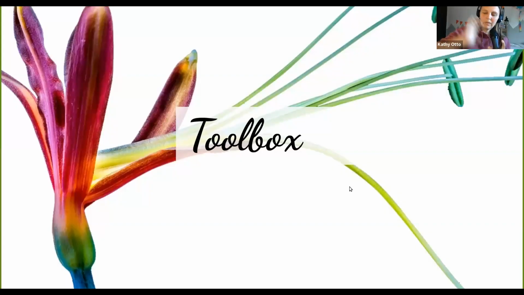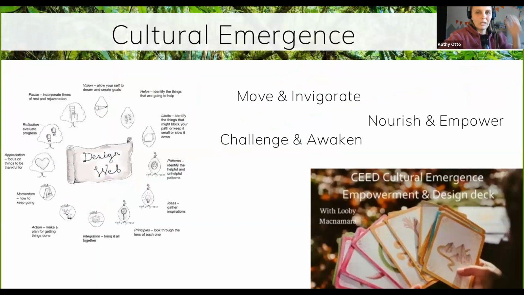Now we get into some toolbox. Yes, we've thought about reflection, things to keep in mind. The first one I want to say is Luby McNamara's work, which is really, really powerful work. As I said, I did 4 trainings with her last year, and she has those 3 phases. Now she has the card deck. I also have it here at hand now because I use it a lot. I love it. She has a design web, and we saw some of the anchor points, some comments on some of the anchor points, but it's really, really powerful.